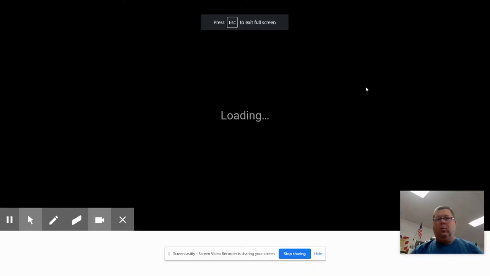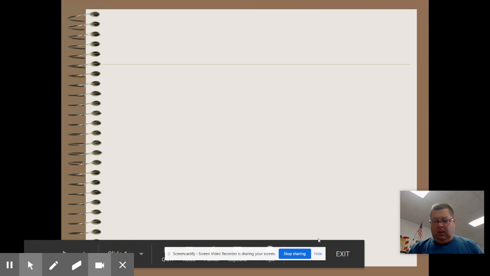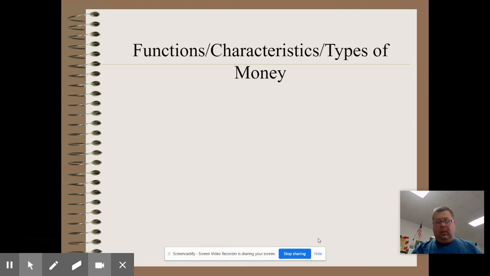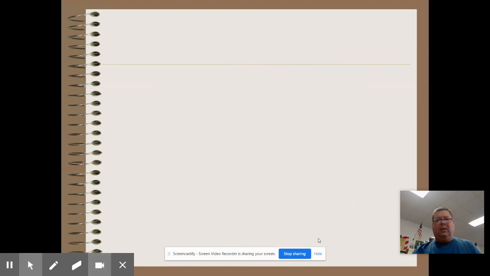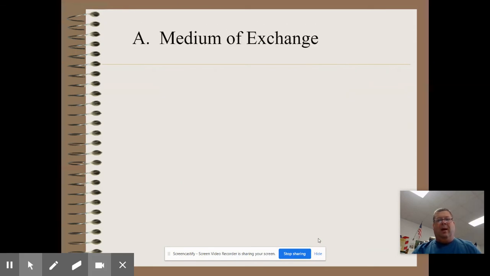All right, guys, we're going to look at the functions of money, and this is going to go pretty quickly because it's really simple, easy. So I'll go through here really quickly to again just kind of cover the basic information about money, characteristics of money, things like that. Functions of money.